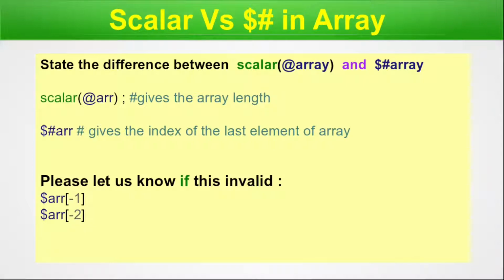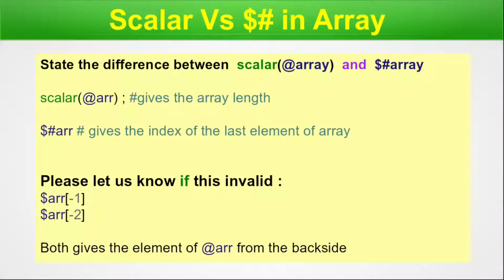Now the next thing is, both give the element of the @array from the back side. So it is another way of reading the array elements, not from the front side but from the back side, that is from the last element. For your knowledge, I suggest you write a simple Perl code, define an array with 5 elements, and then go ahead and print these two things.